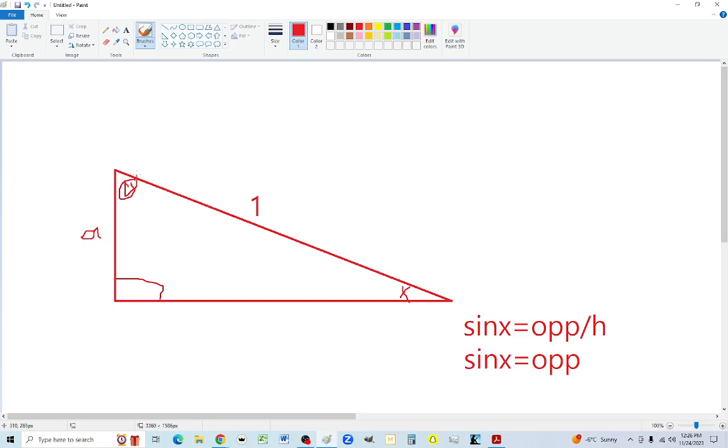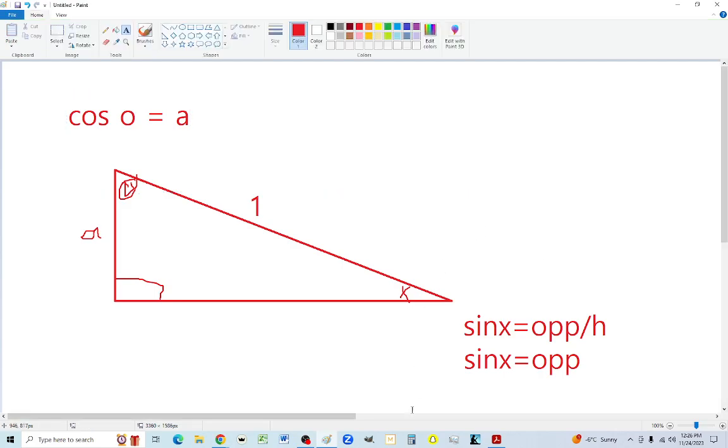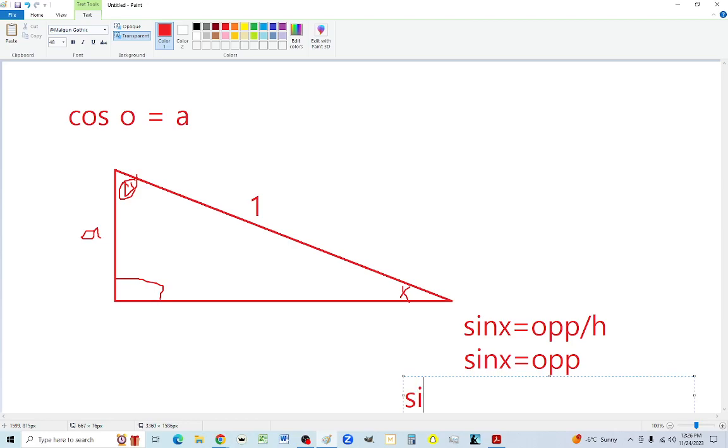Now let's look at the cos value of angle O, using SOHCAHTOA. Cos is adjacent over hypotenuse, but we've already determined we're using a hypotenuse of 1. Therefore, cos of O is equal to the adjacent. Well, it looks like the adjacent is also side A. So sine x is side A, and cos O is also side A.